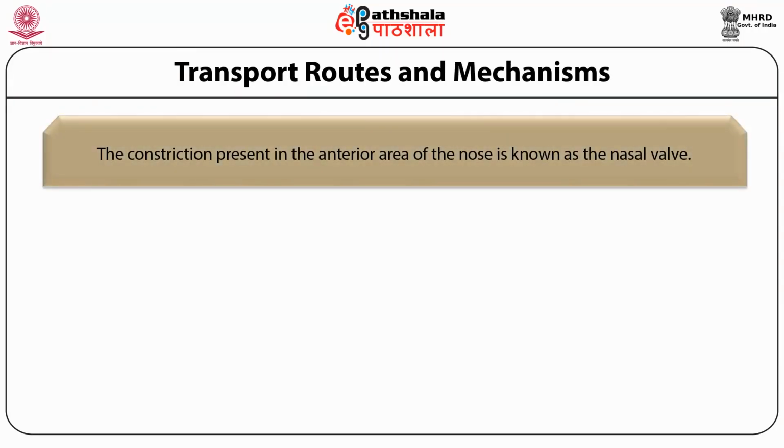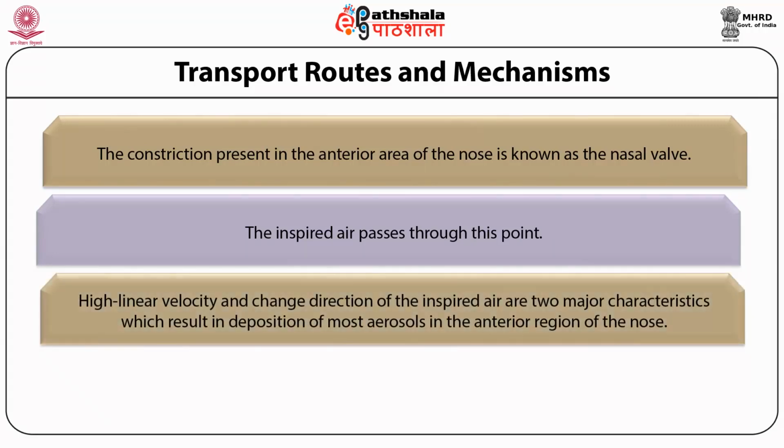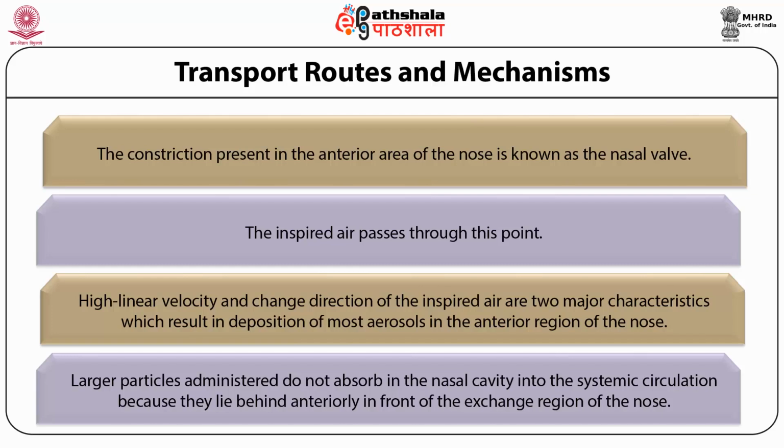The constriction present in the anterior area of the nose is known as the nasal valve. The inspired air passes through this point. High linear velocity and change in direction of the inspired air are two major characteristics which result in deposition of most aerosols in the anterior region of the nose. Larger particles are usually administered and do not absorb in the nasal cavity into the systemic circulation because they lie behind anteriorly, in front of the exchange region of the nose.